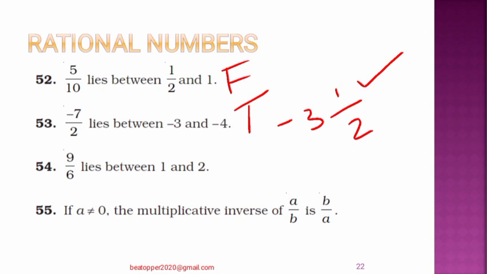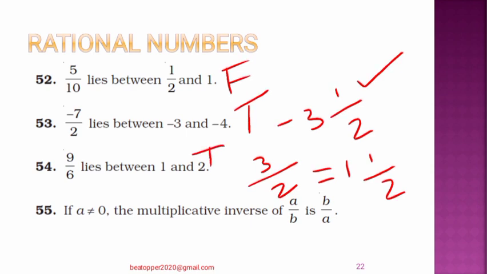The next question, 9 by 6 lies between 1 and 2. 9 by 6, if you make it in the simplest form, becomes 3 by 2. Okay, 9, 3 into 3, 9, 2 into 3, 6. So 3 by 2. And 3 by 2 is nothing but 1 and 1 by 2. Okay, so 1 and 1 by 2, 1 and a half, is between 1 and 2. So the statement is true.